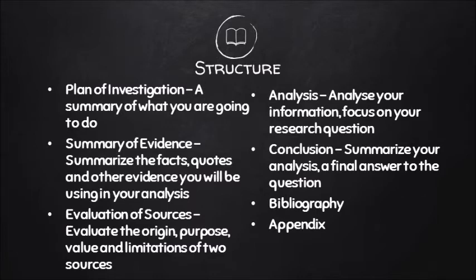The next part of your IA is the analysis. And this can be seen as the main part of the History IA. What you basically have to do here is write a completely standard history essay using the evidence which you presented in the summary of evidence to answer the research question which you presented in your plan of investigation. It's also important to note that seeing as this is the main part of your History IA, you have to try to have at least 1,000 words to spare on the analysis itself.